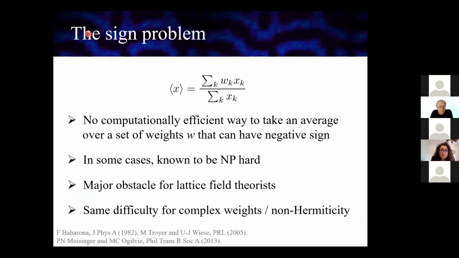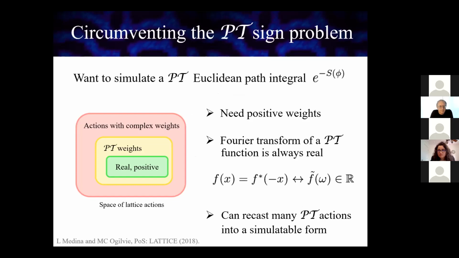And of course, it's not just negative weights that have this issue. It carries over into complex systems. So we face the same issue in PT symmetric theories. But PT systems, as we all know, are a very nice subclass of all non-Hermitian systems, and oftentimes they have properties that we can use to really do cool things. So we want to simulate some Euclidean path integral with some action.